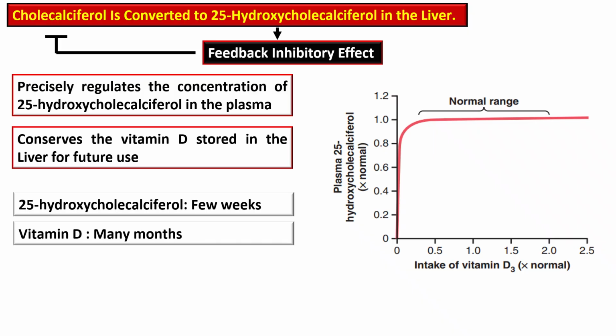So this graph is showing that there is a rapid initial increase in the 25-hydroxycholecalciferol with increased vitamin D3 intake, followed by a plateau once the normal range is achieved. The liver efficiently converts vitamin D3 to 25-hydroxycholecalciferol at low intake level. However, as the intake increases, the conversion is slow, and plasma 25-hydroxycholecalciferol levels plateau, staying within a narrow normal range. This is due to feedback inhibition.